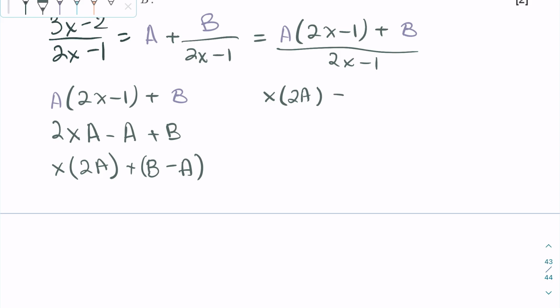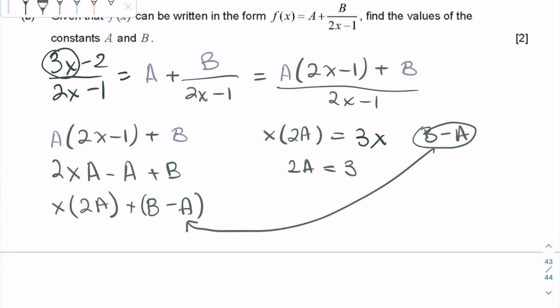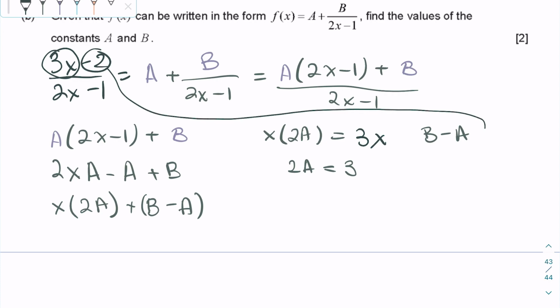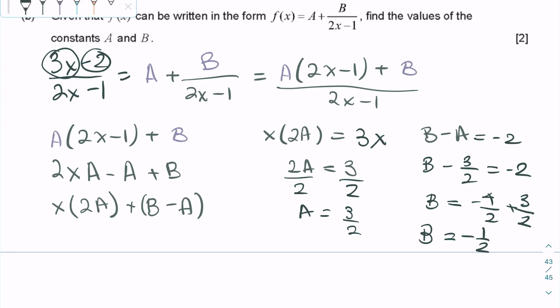We can do this by isolating the x terms, and then grouping together the non-x terms. We can make the terms associated with x equal to 3, since this is the term that is associated with x in the original function f of x. And we can do the same with the constants, or terms not associated with x. So b minus a would be equal to minus 2. We can now simplify the first expression and we get a equals 3 over 2. We can now substitute this value for a in the second equation to get the value for b. So we get b is minus 1/2.